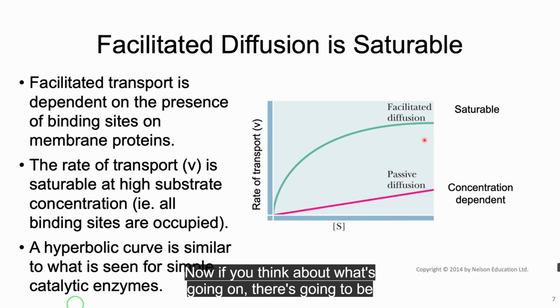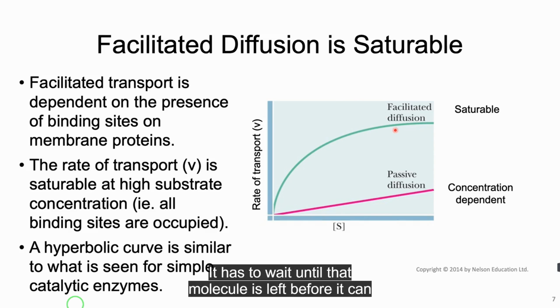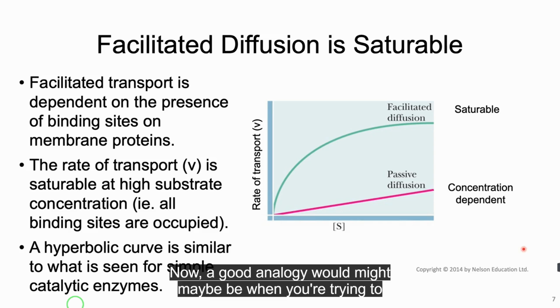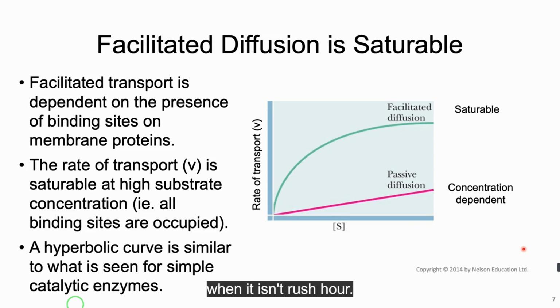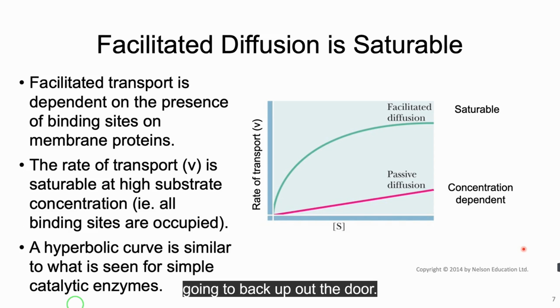Now, if you think about what's going on, there's going to be interactions occurring between the molecule and the protein. So if all of these binding spots are filled up, the protein can't function any faster. It has to wait until that molecule has left before it can interact with another one. Now, a good analogy would maybe be when you're trying to enter a TTC station, not a really big problem when it isn't rush hour, but if everyone's leaving class to head home at the same time and there's hundreds of people trying to get into St. George Station, those gates are going to be full and the lineup's going to back up out the door.